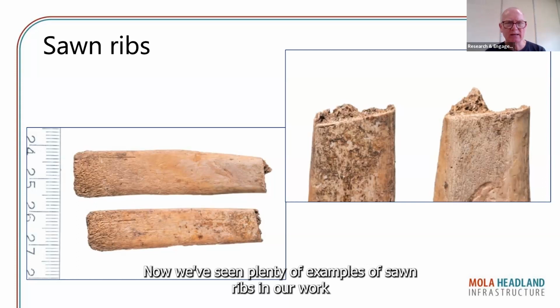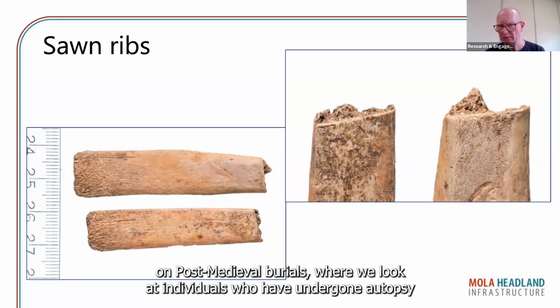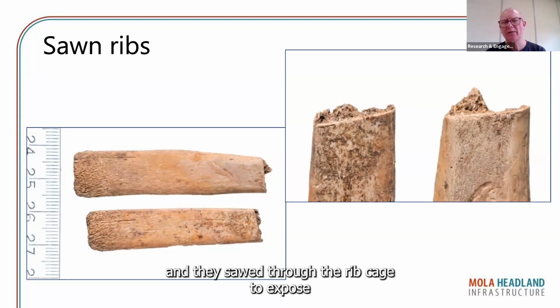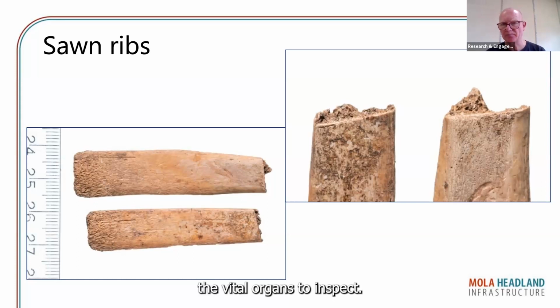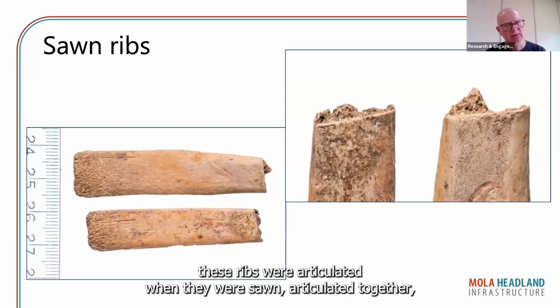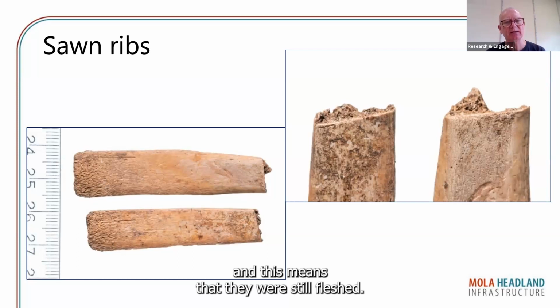Now, we've seen plenty of examples of sawn ribs in our work on post-medieval burials, where we look at individuals who have undergone autopsy and they saw through the rib cage to expose the vital organs to inspect them. But of course, they are sawn from the outside, so this is very unusual. And I think that probably these ribs were articulated when they were sawn. They were articulated together, and this means that they were still fleshed.